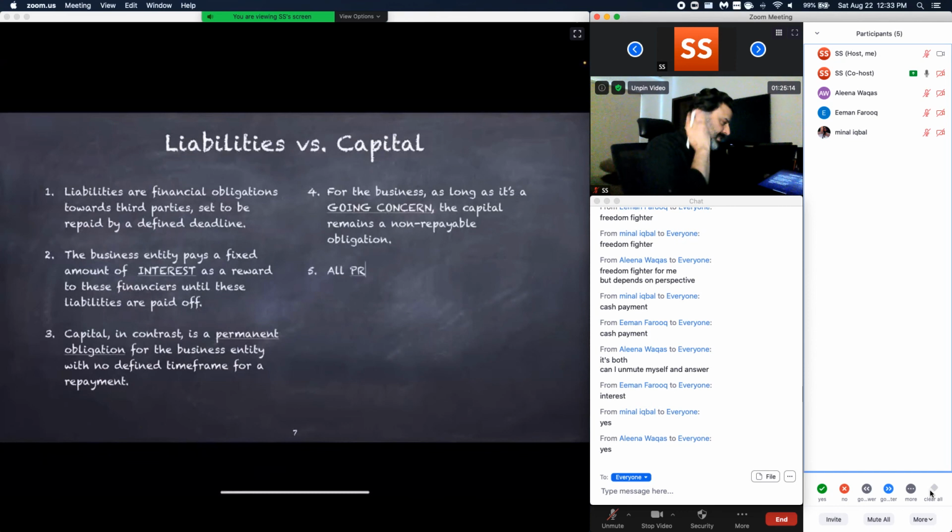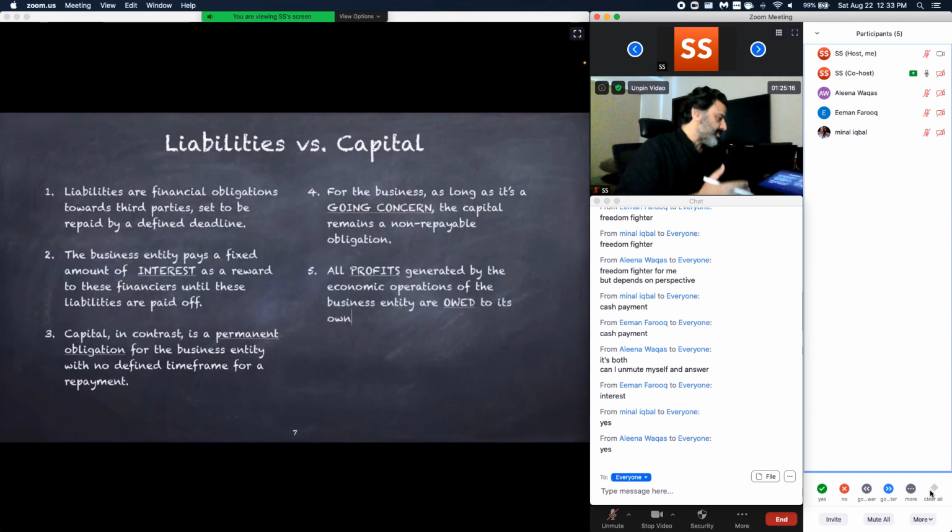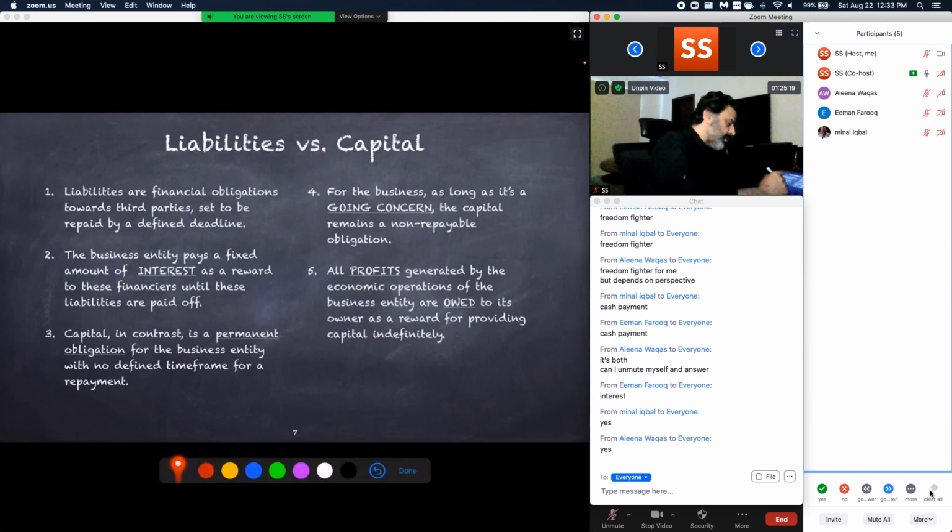Now, finally, whatever profits are generated by the economic operations of the business entity are owed to its owner as a reward for providing capital indefinitely. We have already seen this arrangement in the previous slides. That owner has provided you the capital, and that capital contribution is provided to you indefinitely. That means the owner will never demand capital from you, as long as you exist as a business entity, as long as you are a going concern. Owner will never demand the capital back from you. So the owner is providing you capital indefinitely, right?